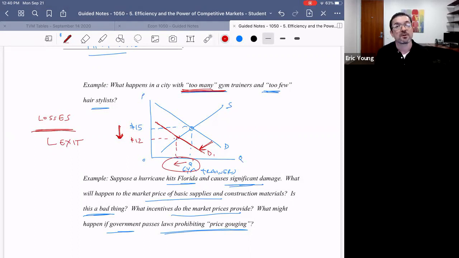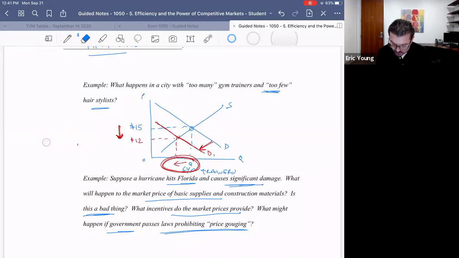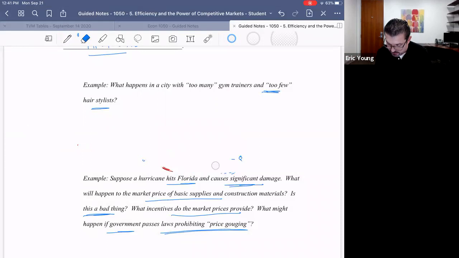Again, for the individual gym trainer who has to leave or go bankrupt, this isn't pleasant. But look at efficiency from the broad societal view. Society determined that there's too many, and the market reacted predictably to get us to the right amount. Let's do this again, but let's go the other way. Let's suppose that now we're talking about a situation where there are too few hairstylists. So let's go back and let's do a simple model.